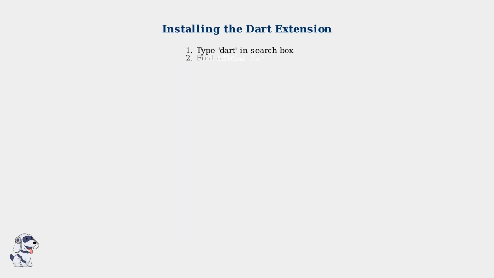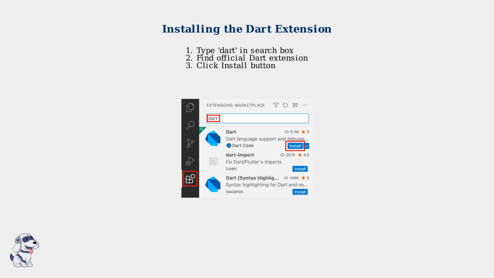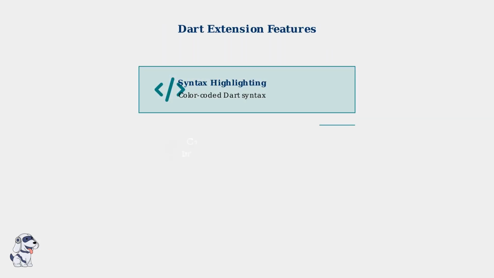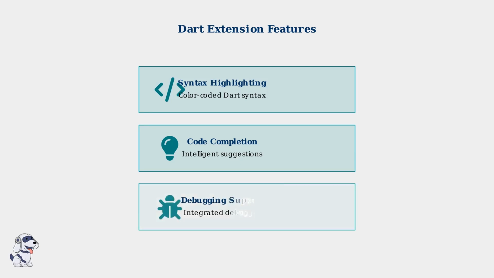In the Extensions Marketplace, search for Dart in the search box. You'll find the official Dart extension published by Dart Code. Click the Install button to add it to your VS Code installation. The Dart extension transforms VS Code into a powerful Dart development environment.